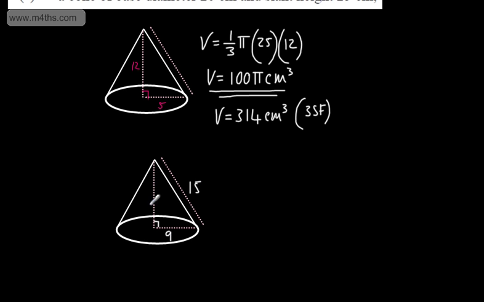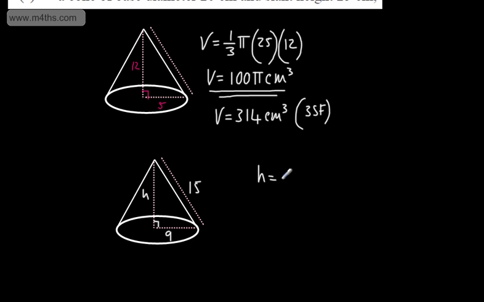What we're looking for is the perpendicular height. We can use Pythagoras' rule or Pythagoras' theorem to find this height here. So we can say that the height is going to be the square root of 15 squared minus 9 squared. So let's go ahead and do that. This is going to be my height.